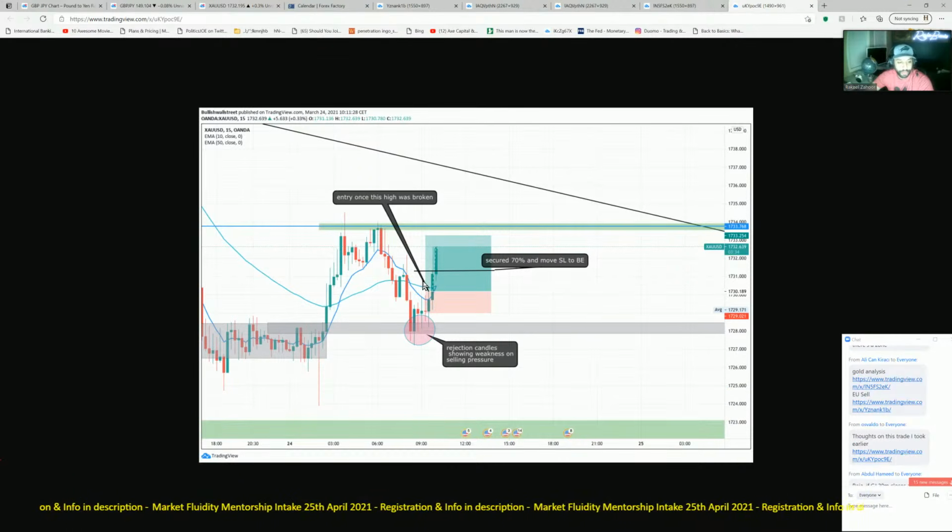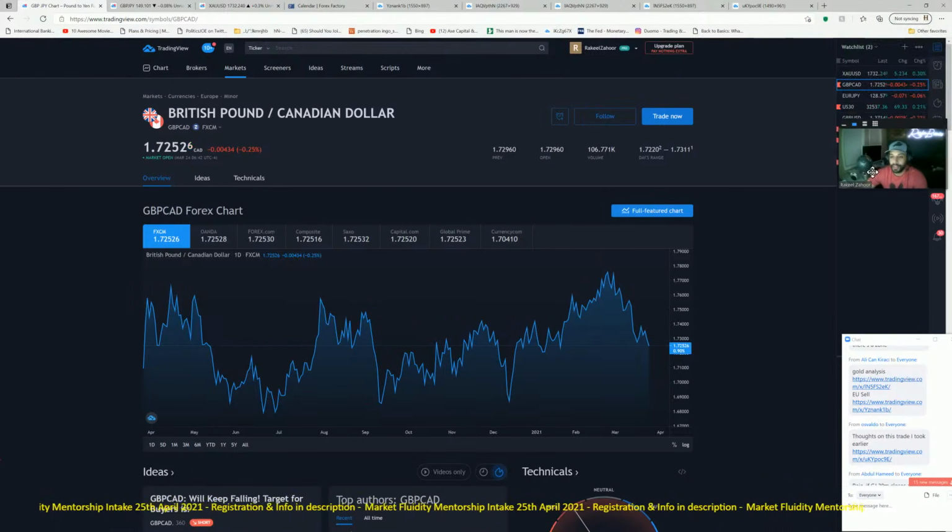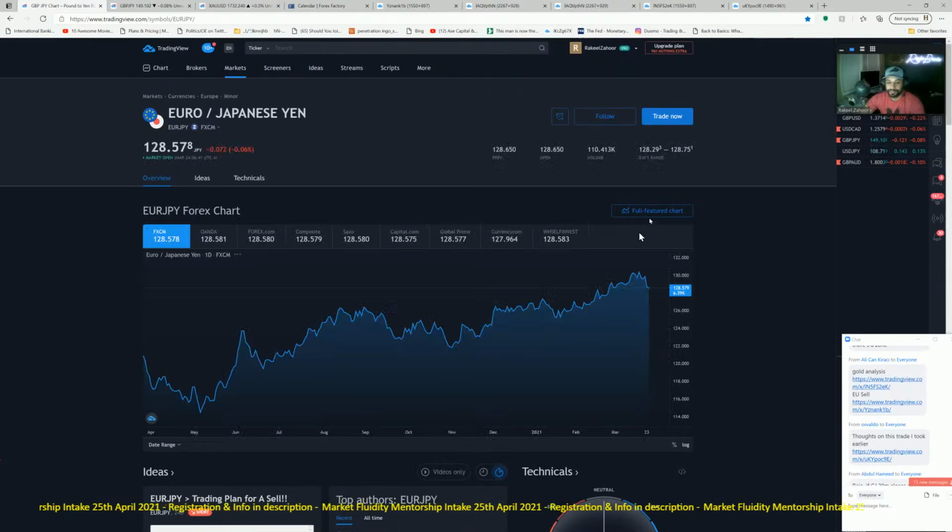Entry once this high was broken. Nice winning trades, very nice. Support formed over here too, rejections. So far we're still waiting. Let's take a look at EUR/JPY.